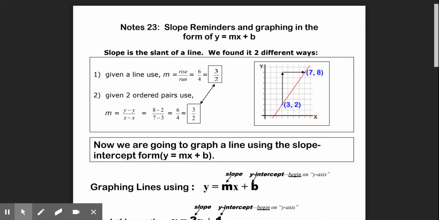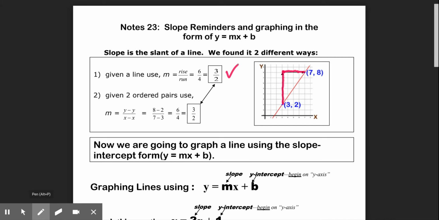Notes 23. Slope reminders and graphing in the form of y equals mx plus b. Slope is the slant of the line. We found it two different ways. One way was, given a line, we used rise over run. So for instance, over here on the graph, we would rise 1, 2, 3, 4, 5, 6, and we would run 1, 2, 3, 4. So 6 over 4 reduces to 3 over 2.